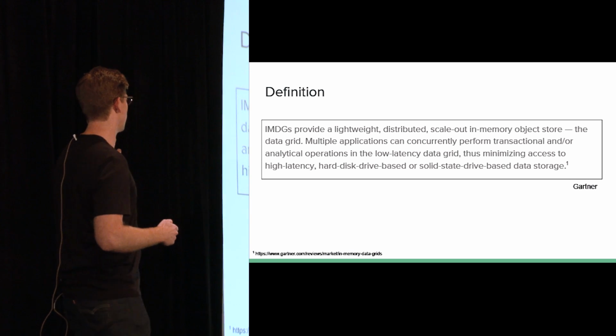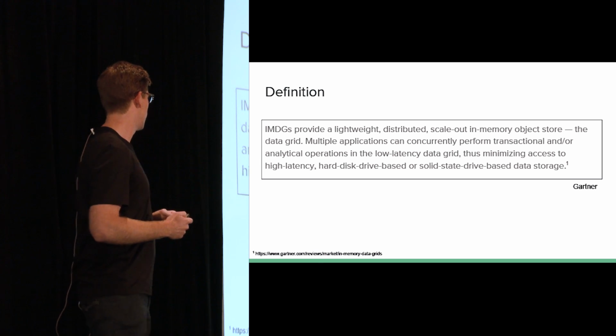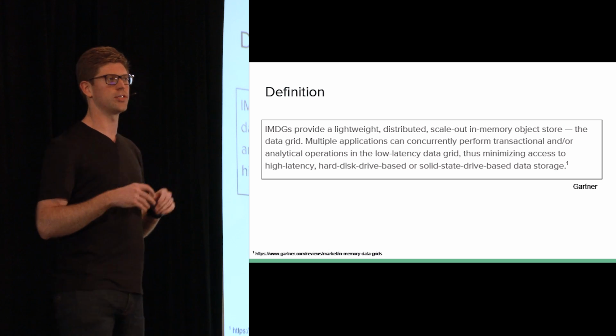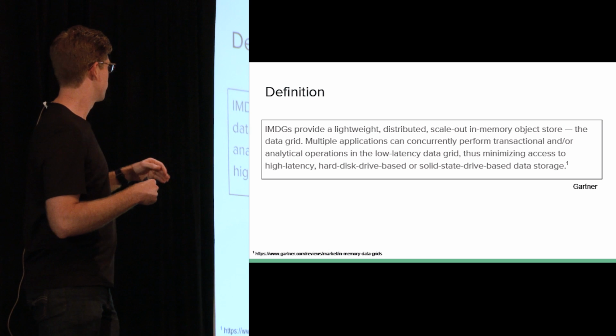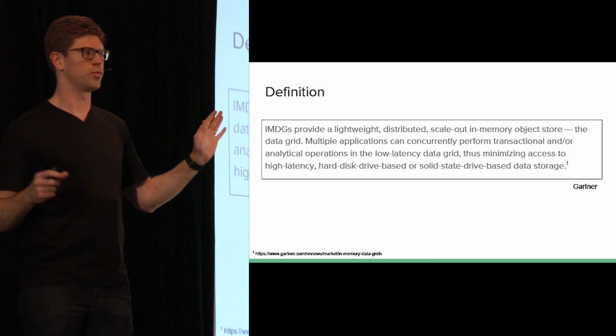In-memory data grids provide a lightweight, distributed, scaled-out in-memory object store, the grid, and multiple applications can concurrently perform transactional and analytical operations in low latency, thus minimizing the access to disk-based systems. Job done, definitions there, Gartner solved it for us.